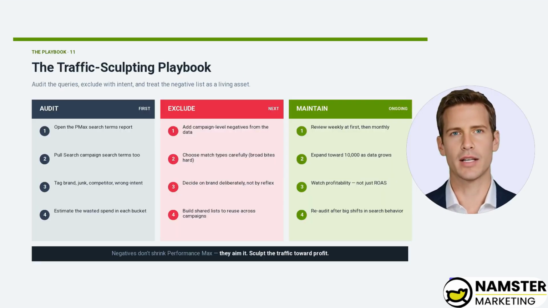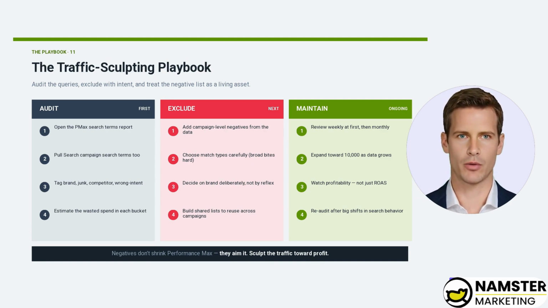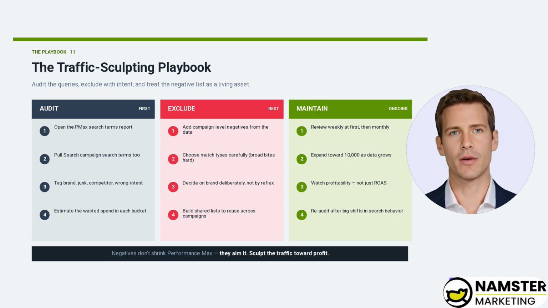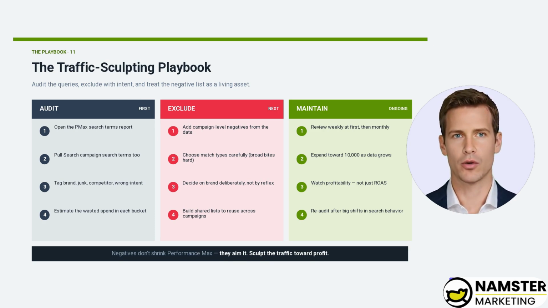In conclusion, I present the traffic sculpting playbook. Your first priority is to audit. Open the reports, tag your waste, and estimate the spend in each bucket. Next, you must exclude. Add campaign-level negatives, choose your match types carefully, and build shared lists to reuse across your account. Finally, you must maintain.